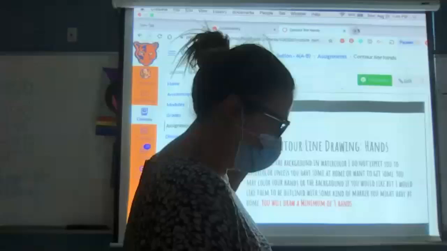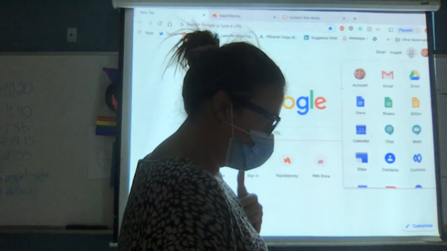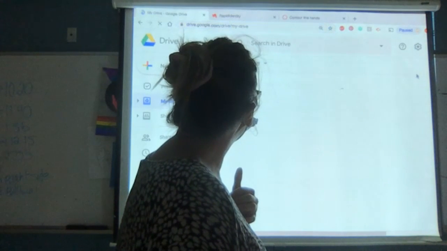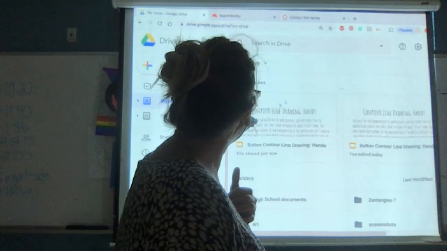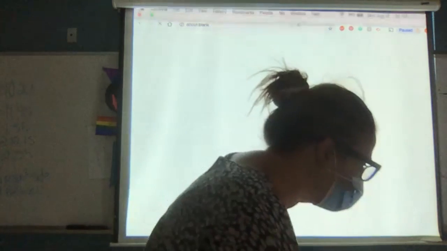Let me pull up my slideshow. Hold on, give me 1 second, because it's bigger than in yours. Okay, contour line drawings of your hand. Oh, wait, I had something else to show you. Hold on.